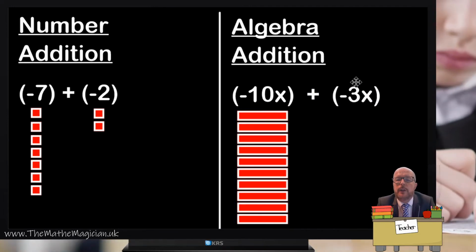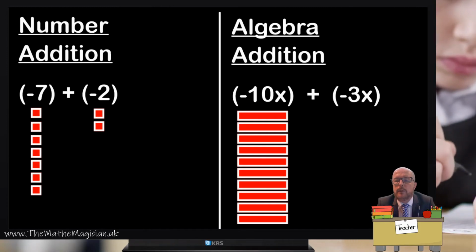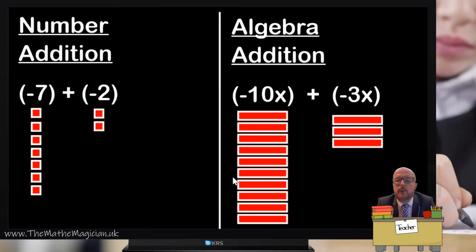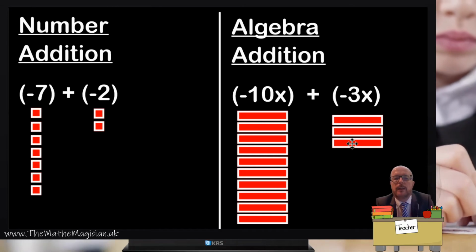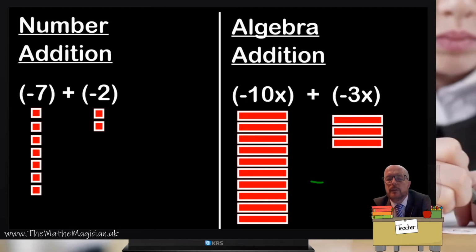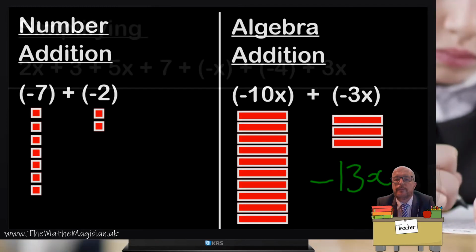And we're going to add on a negative 3x in algebra. So we need 3 red ones. We're adding them together, so all we need to do is add them all up. We've got 10 of them, 11, 12, 13. They're red. So we've got negative 13x. Does that make any sense?